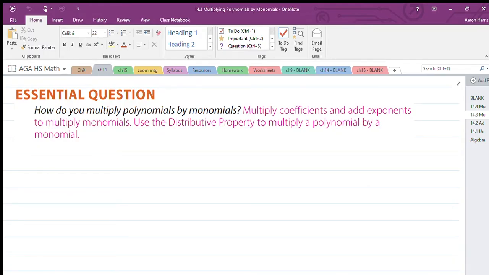Our essential question of the day. How do you multiply polynomials by monomials? Well, quite simple, and I'll definitely get into that, but all we do is multiply coefficients and add exponents, okay, to multiply monomials. Use the what? Distributive property. We're going to talk about that a little bit more to multiply a polynomial by a monomial.